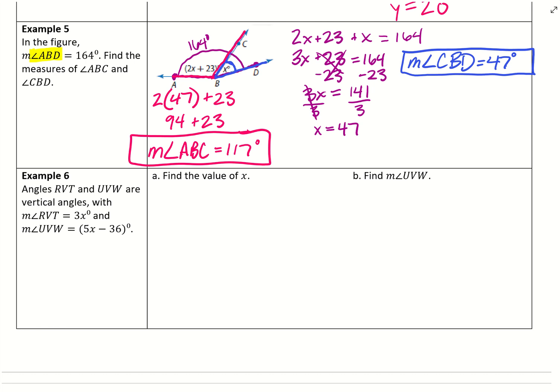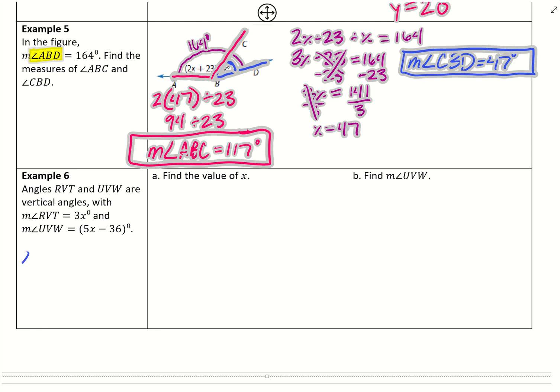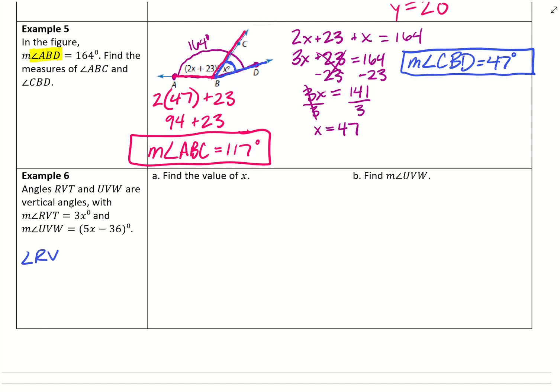So it says angles RVT and UVW are vertical angles. What do we know about vertical angles? They're congruent. So we're going to have angle RVT is congruent to angle UVW. All right, and that means their angle measures are going to be the same. So I'm going to go ahead and write measure of angle RVT equals measure of angle UVW.